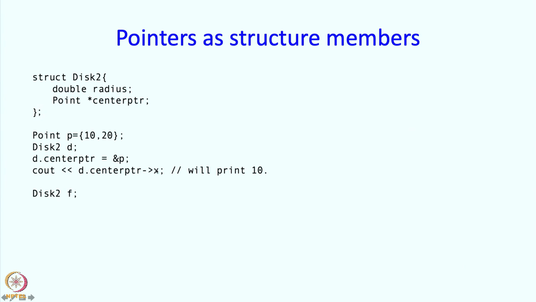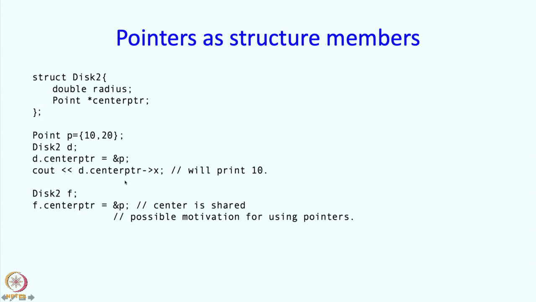Then I can have disk 2 f. So, f is another disk 2, and maybe I can set its center PTR also to this same point. Essentially, I am making these concentric disks. But there is a subtle point over here. If I change the center of this, then the center of this also changes. So you should do this only if you intend that. And yes, this might be a possible motivation for using pointers, so that we can have disks which are sharing their centers.